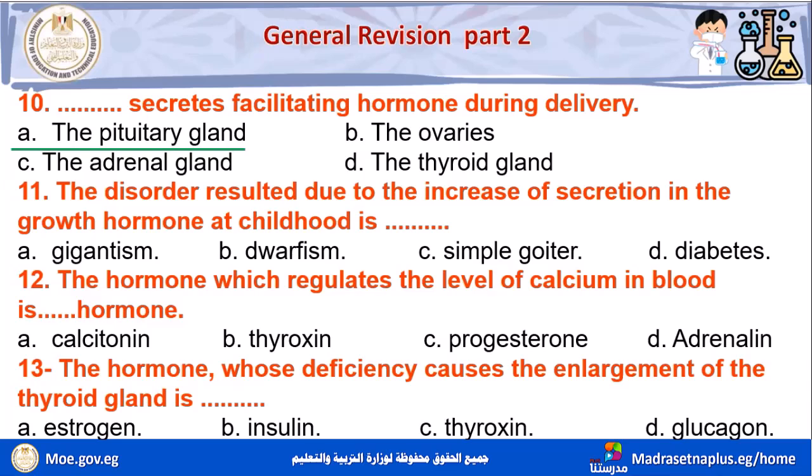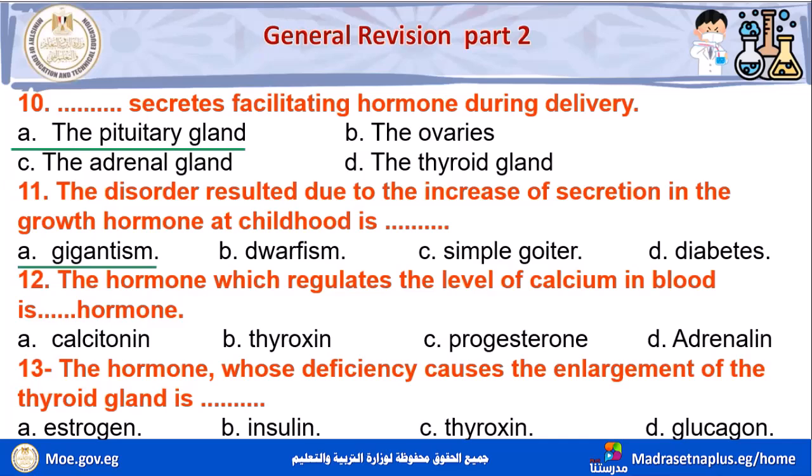Question number 11. The disorder resulting from the increase of secretion of the growth hormone at childhood is letter A, gigantism, letter B, dwarfism, letter C, simple goiter, letter D, diabetes. The disorder resulting from the increase of secretion of the growth hormone at childhood is gigantism.